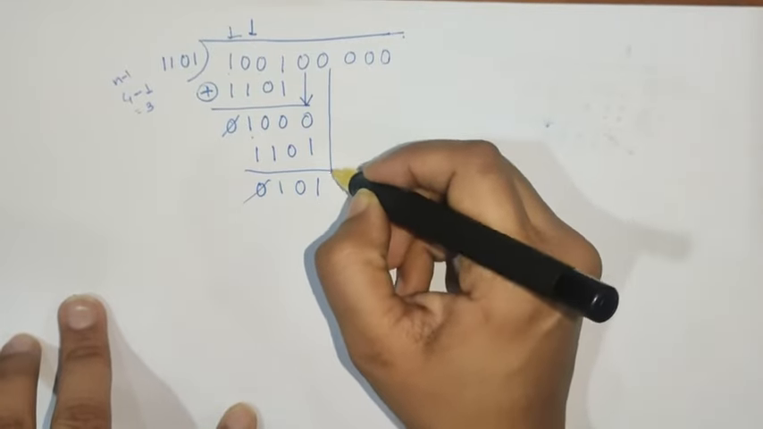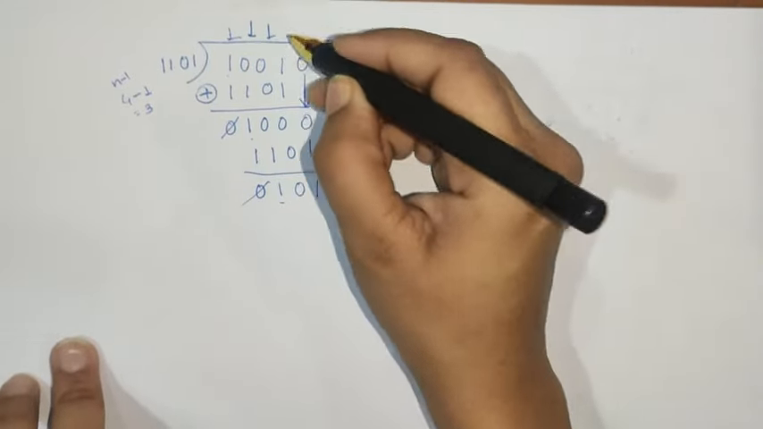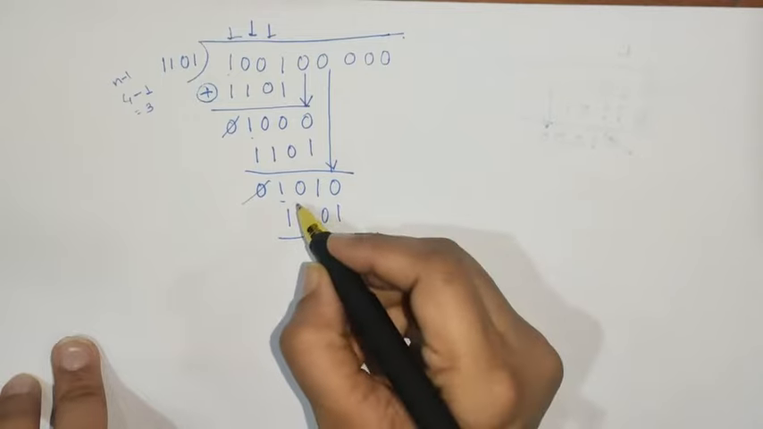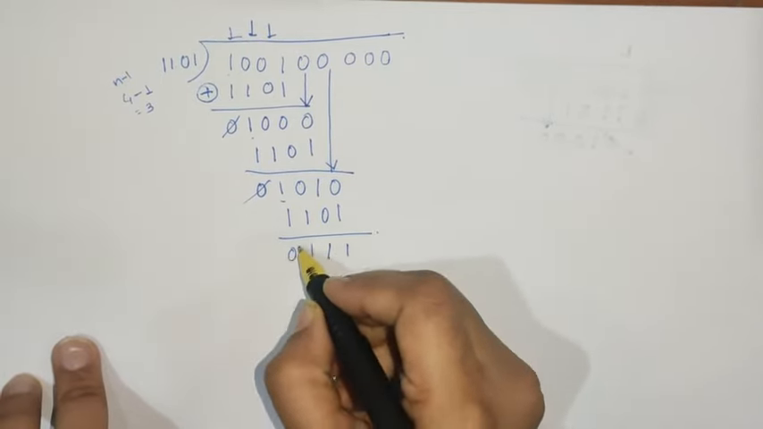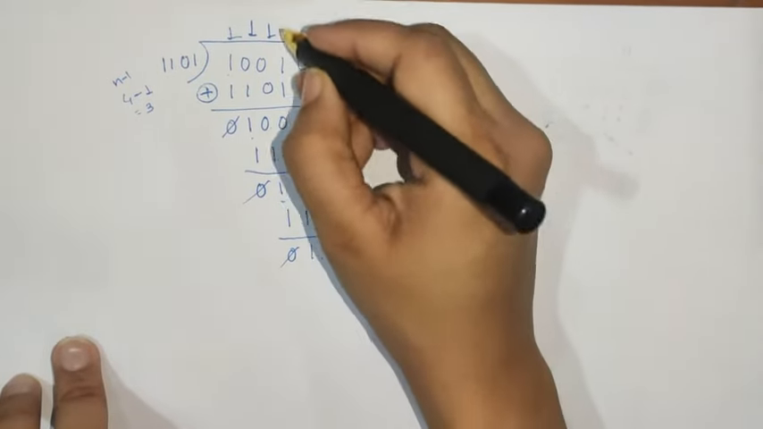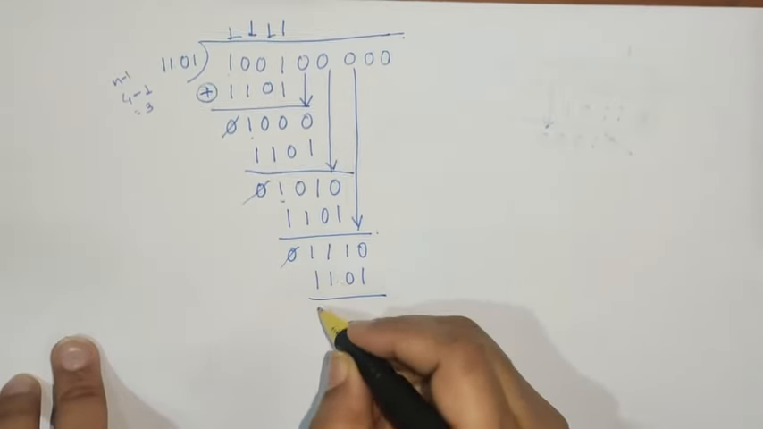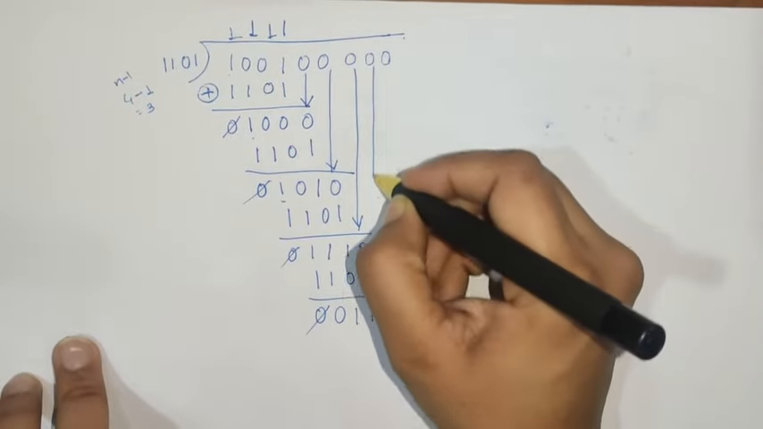Discard this, take the above 0. Now again you can see the first bit is 1, so we are going to take 1 1 0 1. Now 1 1 is again 0, 0 1 is 1, 1 1 is 0 and 1. Discard this, take the above 0. Again 1 1 0 1. 1 1 is 0, 0 1 is 1. Discard this, take the above 0.